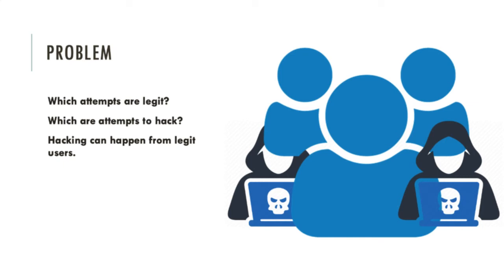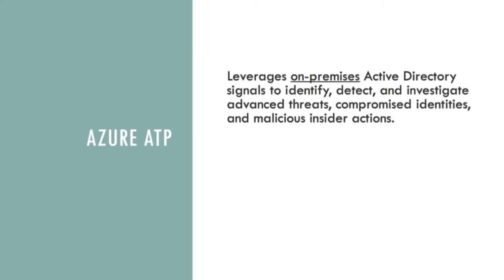They can try to steal information, or they can just otherwise be a happy corporate user one day, and then they are a hacker the next day for whatever reason. So Azure Advanced Threat Protection exists to mitigate some of this behavior. It leverages on-premises Active Directory signals to identify, detect, and investigate advanced threats, compromised identities, and malicious insider actions.